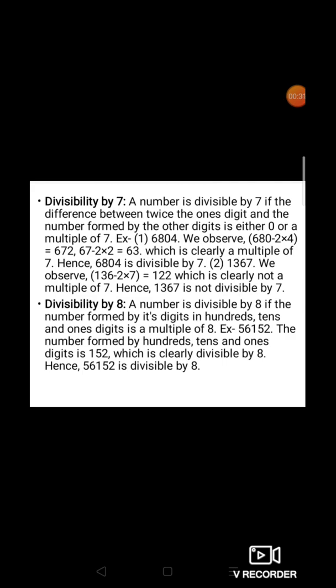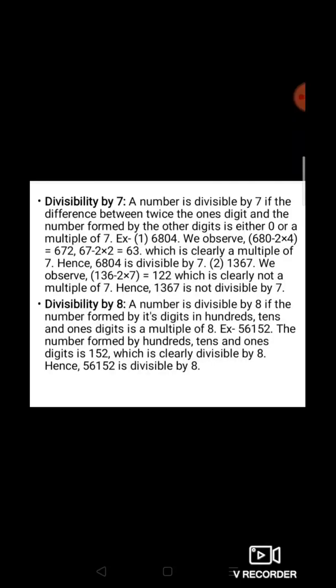Now we will take another number which is not divisible by 7. So suppose the second example is 1367. So in 1367, again we will take the ones place digit, that is 7, and we will make twice of 7. So if we multiply 2 with 7, we will get 14. And if you subtract 14 from 136, you will get 122. So now clearly we know that 122, if you divide with 7, you will see you will get remainder, which means it is not a multiple of 7. So this is not divisible by 7. So now moving on to the next one, that is divisibility by 8.